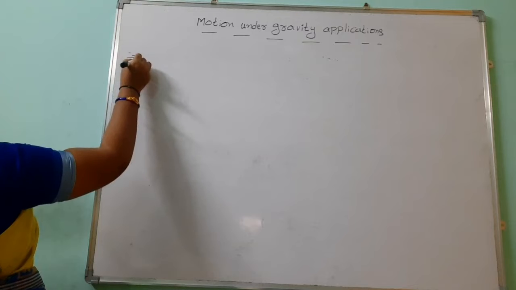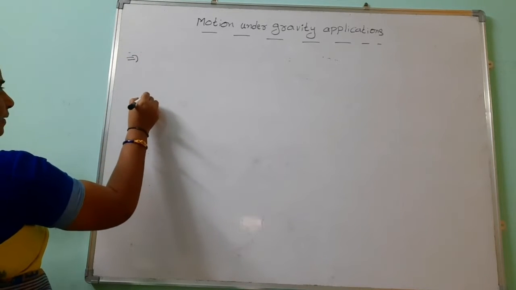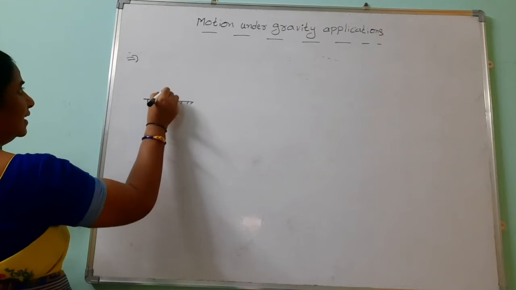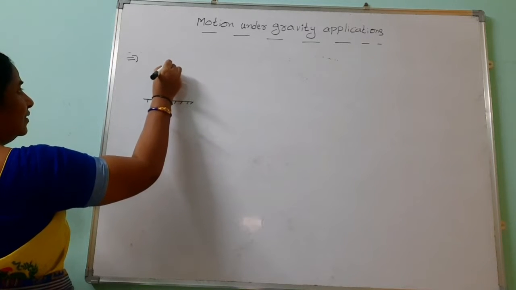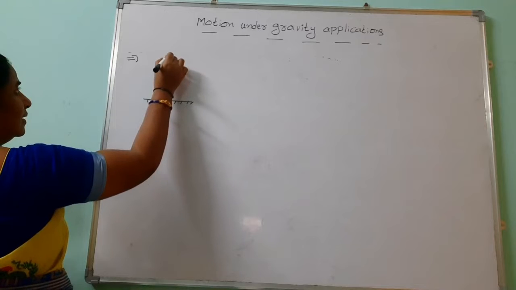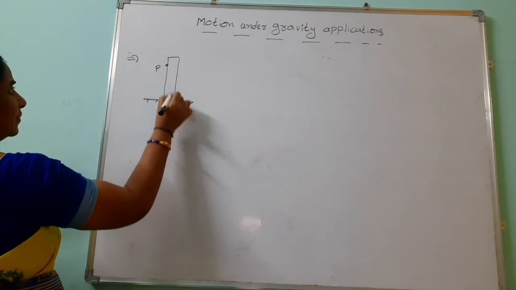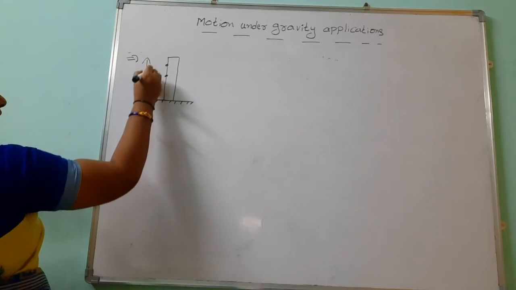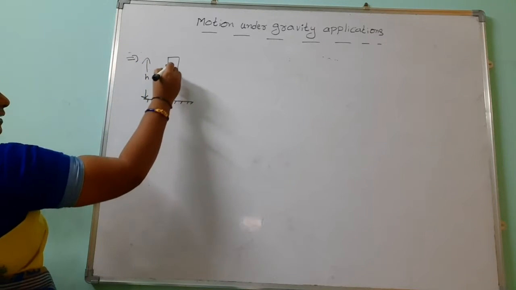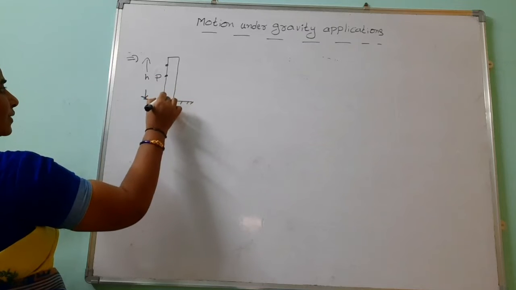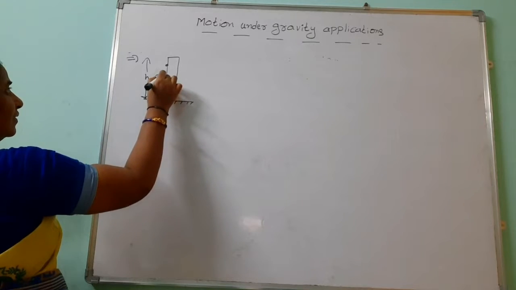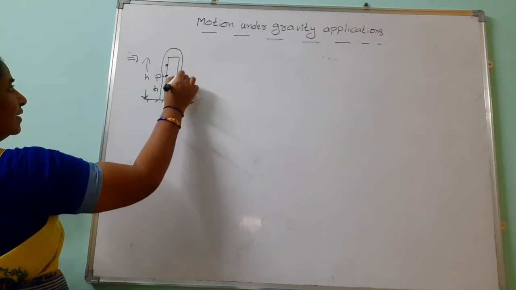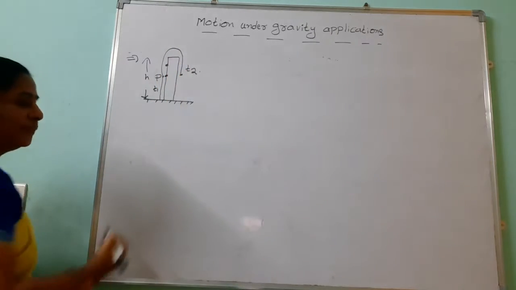Look here, we are taking one body that is projected vertically upwards. It reaches the point P. This is one tower we are taking, and this height is h. This point P it is covering two times. First time it is covering at t1 seconds, and later while coming down it is covering at t2 seconds.